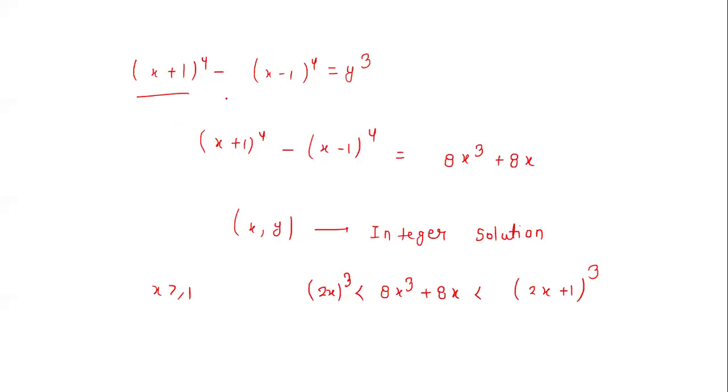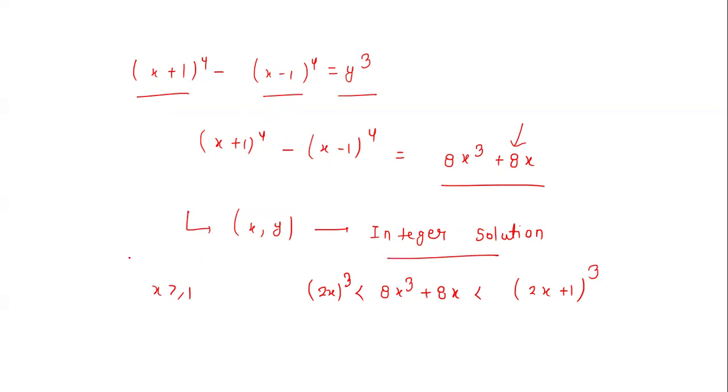So we have this equation (x+1)^4 - (x-1)^4 = y^3. If you calculate (x+1)^4 and (x-1)^4 and simplify, after simplification it will come out as 8x^3 + 8x. You can do this simplification yourself. So it will come 8x^3 + 8x. Now let's assume (x, y) is an integer solution.